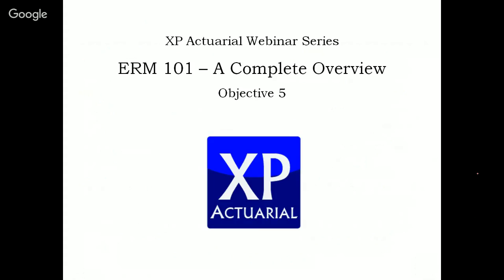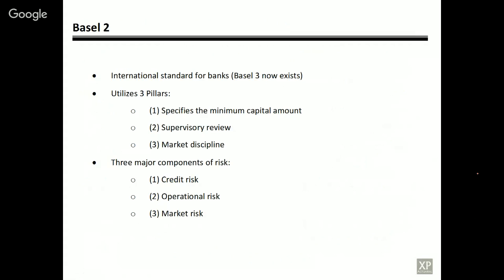Finally, we have Objective 5. First, we'll cover Basel II. This is an international standard for banks, but Basel III does now exist, so you may want to look into Basel III. Basel II utilizes three pillars. It specifies the minimum capital amount, it has a supervisory review, and a market discipline component. And the three major components of risk are credit risk, operational risk, and market risk.